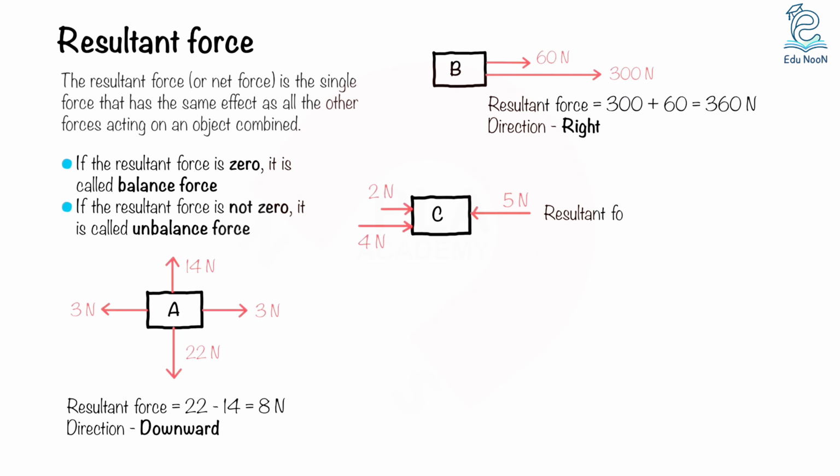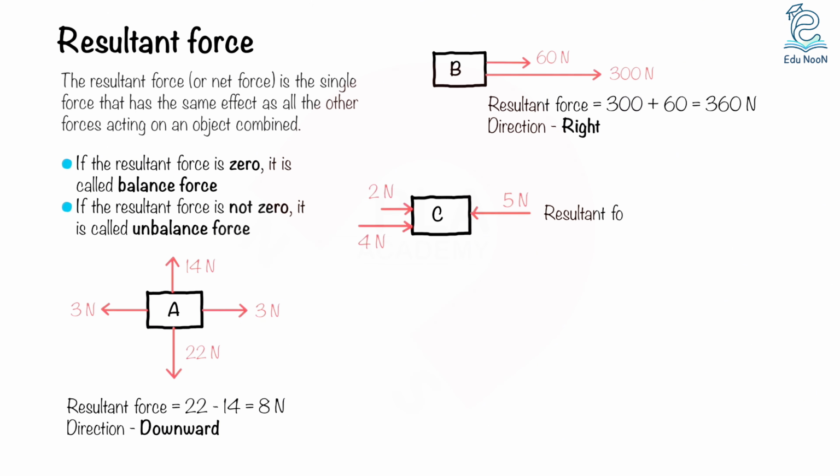Box D has the forces acting on it as shown. The resultant force can be found by subtracting the rightward force of 70 newtons from the leftward forces of 30 and 20 newtons... so, the resultant force is 20 newtons acting to the left.